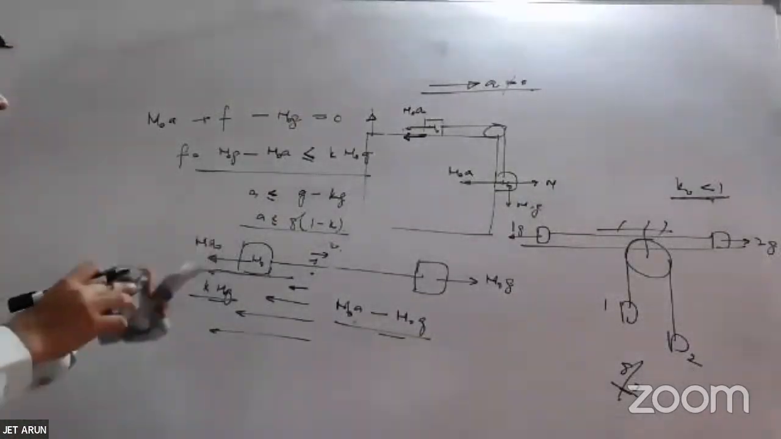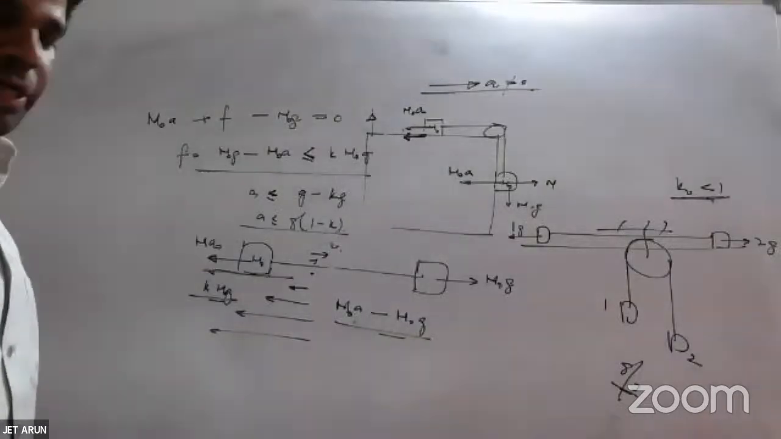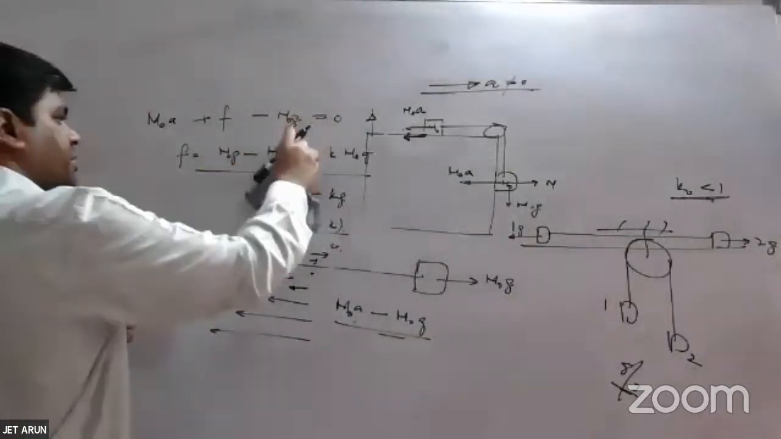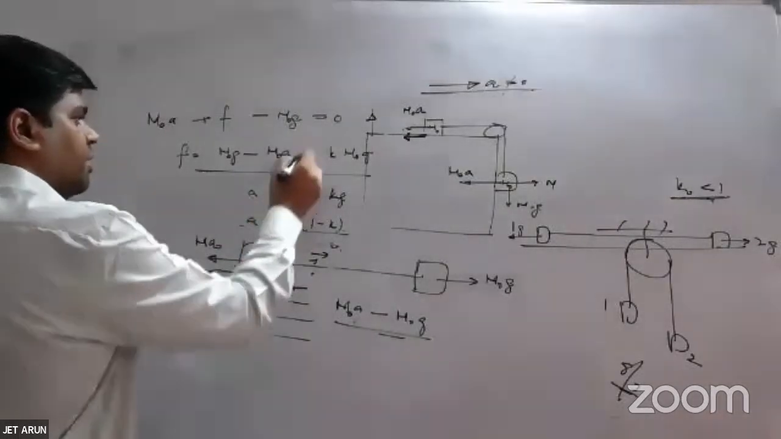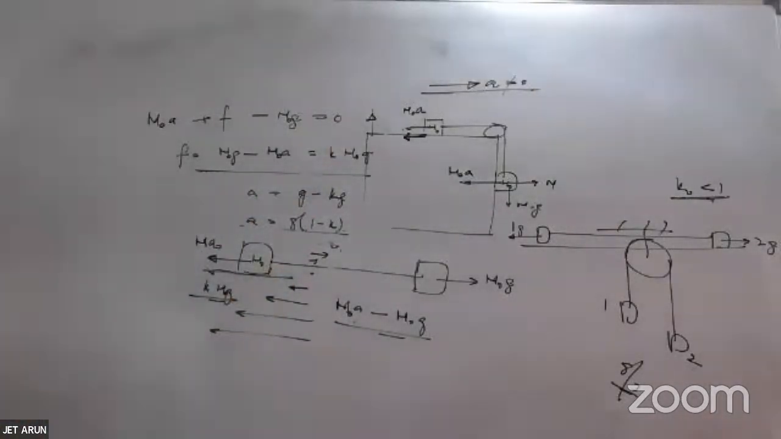All right. So this is it. Now this is the acceleration for which, all right, hold on, don't talk about the inequality right now. Now this is the acceleration for which the friction force is limiting.